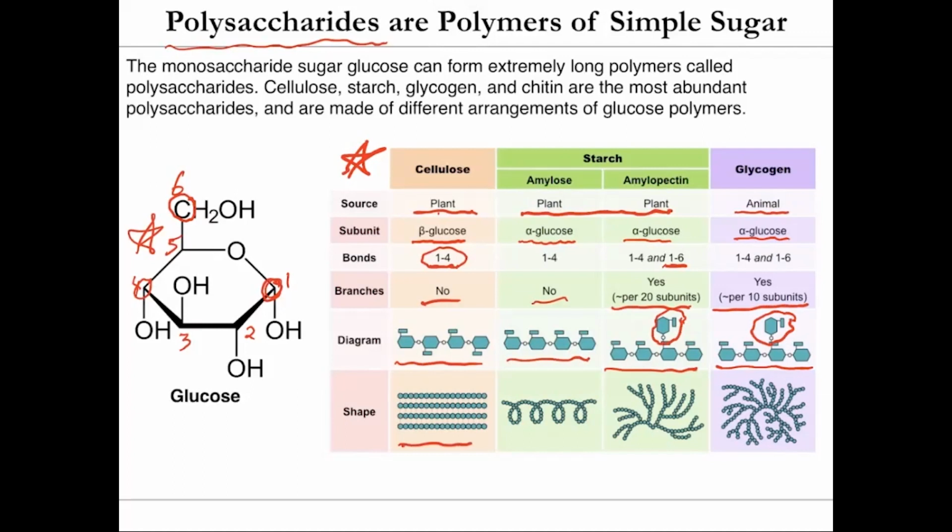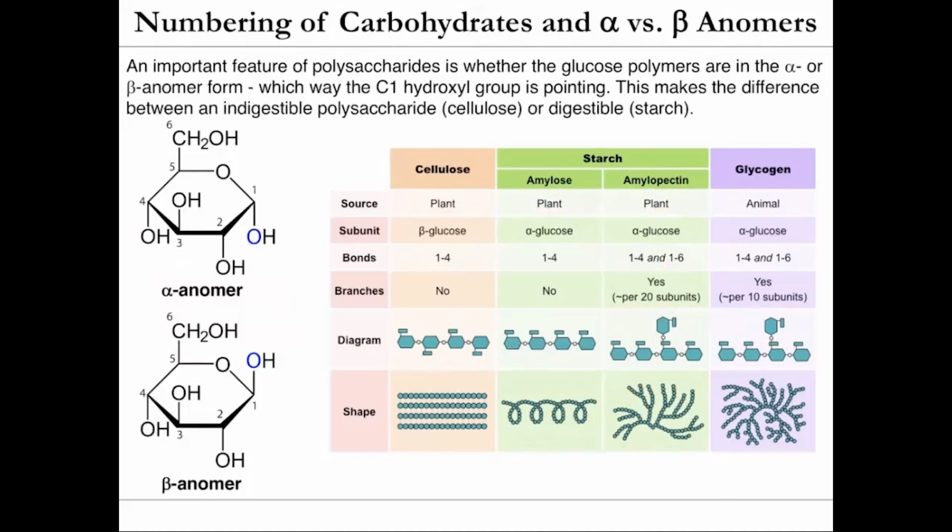So cellulose will make really strong fibers. Amylose will form these helical structures. Amylopectin will form these branch structures. They actually do make helices as well around these molecules. And then glycogen forms a really soluble, branched molecule. So these are the different polysaccharides, which are polymers of glucose. An important distinction between which type of polysaccharide you're making is which type of glucose molecule is involved and then how they're linked together.